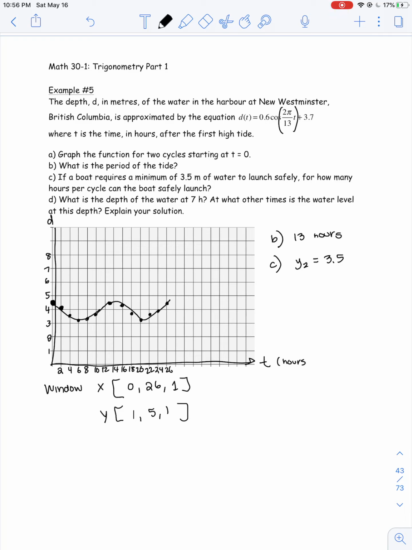I'm going to show you what that looks like on the graph here, and then I'll erase it. So 3.5 is about here. What you want to do is find this x-intercept and this one, and find the time that elapses to go from one x-intercept to the other. If you can find that, then that would be your answer for C.